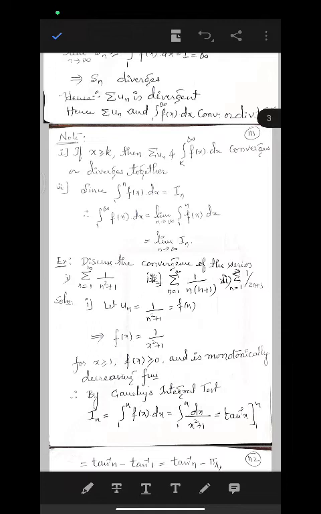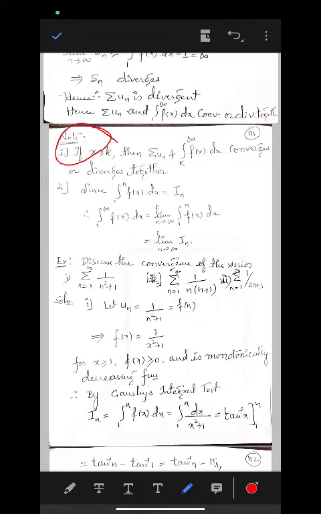examples. How we need to solve the examples. How we need to apply the Cauchy's integral test in this concept. So first of all, before going to solve the example, we need to concentrate on the notes. So first note. These notes are very important while solving the problem.